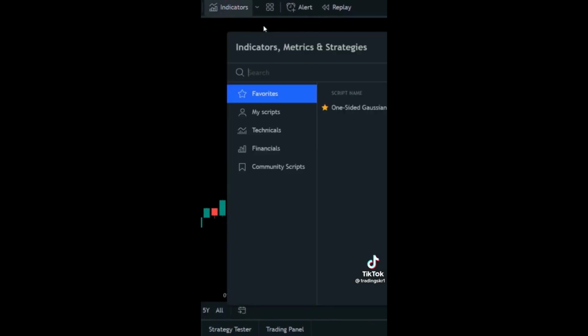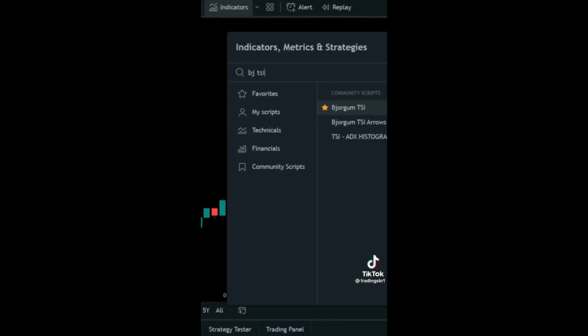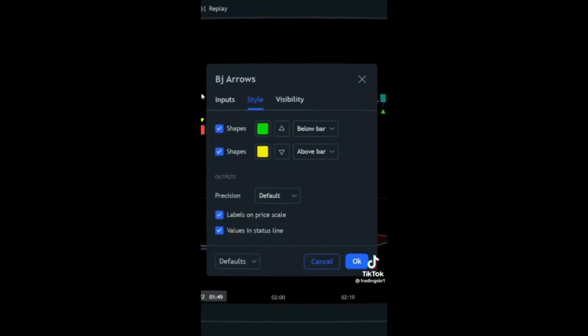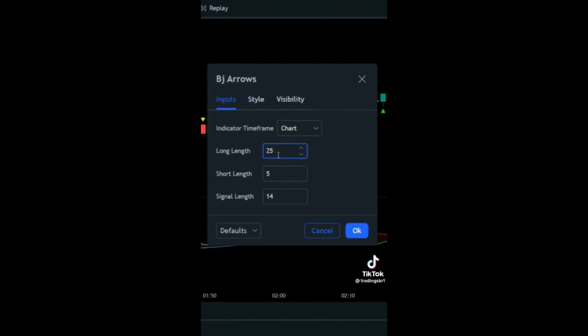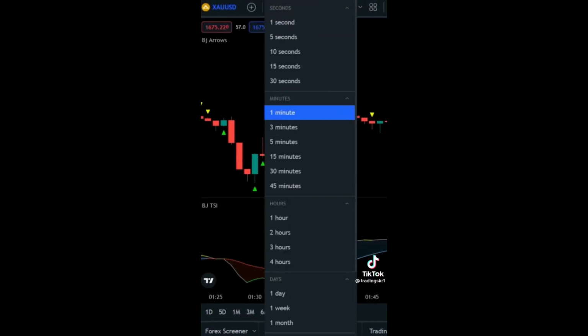First you want to go to TradingView. Then click the Indicators tab. First type in BJTSI. Make sure it's this one by Bjorgum. Add one more indicator called the BJTSI arrow. Go to the settings of the first indicator and make sure you change the long length to 50 and short length to 10. Select time frame 1 minute, though you can trade in any time frame.